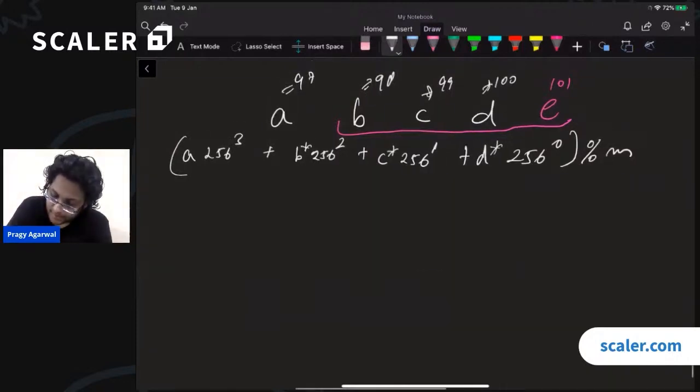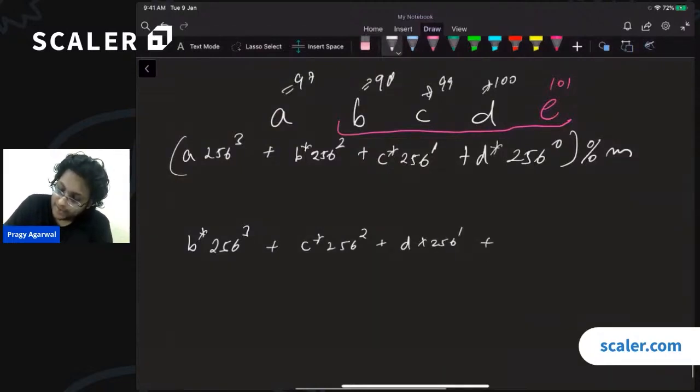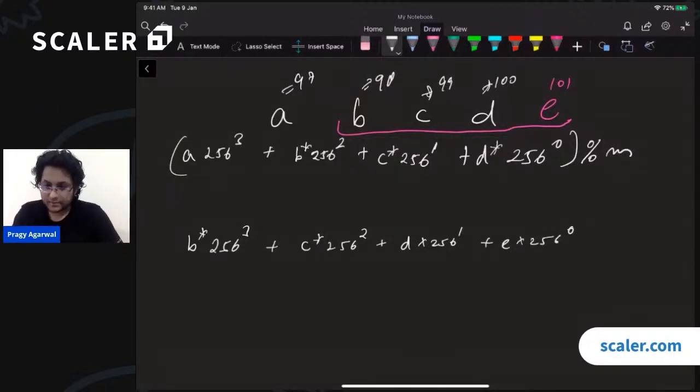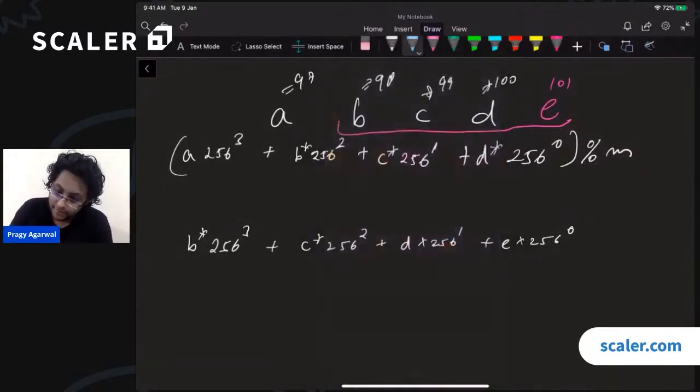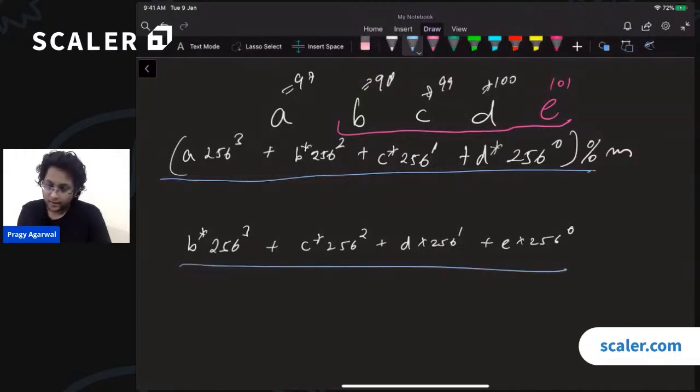The hash of this part is: B times 256 to the power 3 plus C times 256 to the power 2 plus D times 256 to the power 1 plus E times 256 to the power 0. This is the hash of BCDE. All right, let us see if we can somehow get this value from this value. First of all, we will need to subtract the value of this.